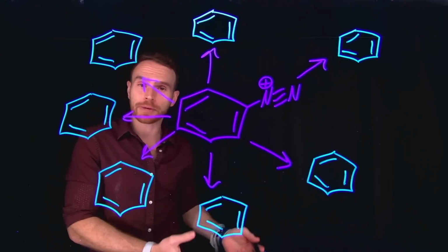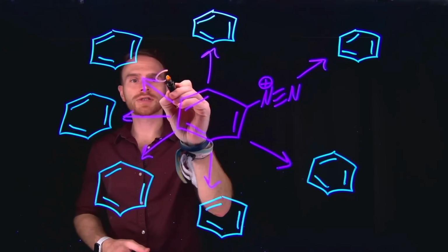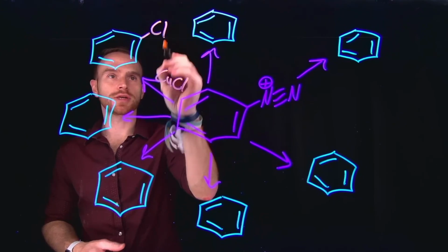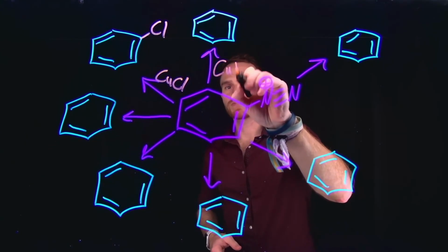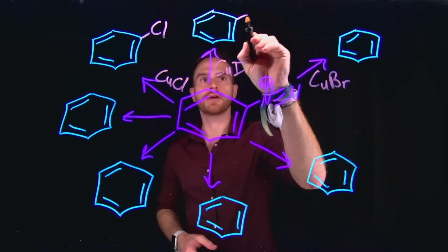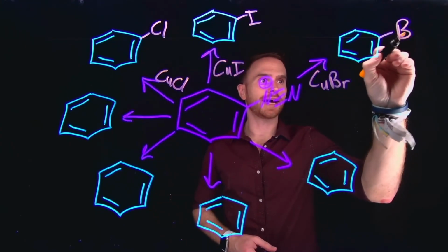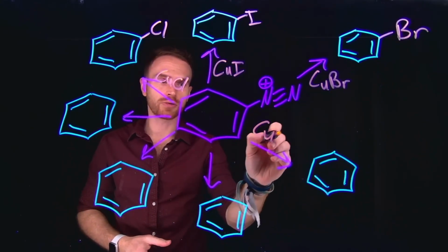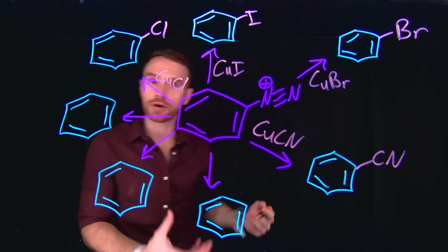One of the most popular reactions for this are called Sandmeyer reactions, where you take copper salts, like for example copper chloride, and you can exchange the substituent to a chloride from the diazonium salt. Similarly, we can do this for copper iodide and copper bromide to generate the new aryl halide species in exchange for the diazonium salt. The Sandmeyer reaction also works for cyanide, so you can use copper cyanide to exchange this position for a new cyano group.